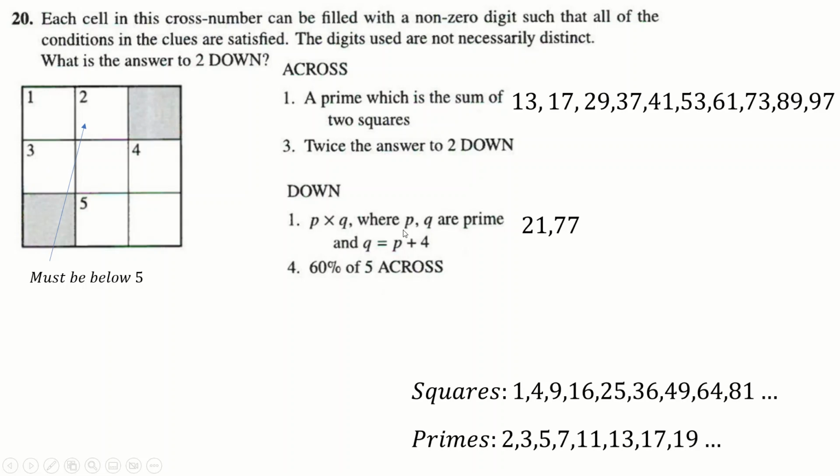But of course, my only two options for 1 down are 21 and 77. So it can't be 21. This must be 77. So okay, this starts with a 7. We've got 7 going across here. So what would this have to be to double to make this? Well, it looks like 2 down would have to start with a 3, right? It has to be between 350 and 400. So that's cool.